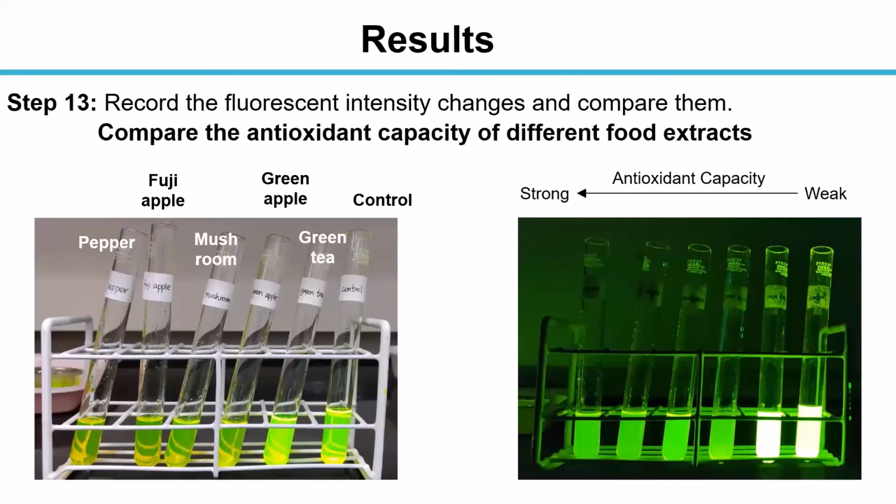In step 13, we record the fluorescent intensity changes and compare them. We get 6 samples: pepper, Fuji apple, mushroom, green apple, green tea, and a reference. As a result, we found the pepper has the strongest antioxidative capacity and green tea is the weakest capacity.